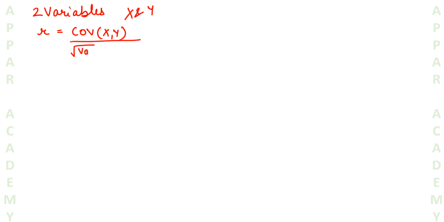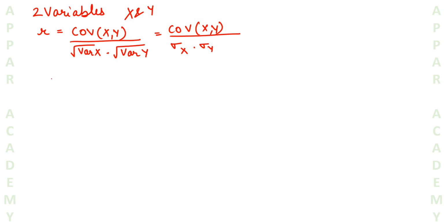So let's consider two variables, x and y. Now we know the correlation coefficient, which is represented by R, is equal to covariance of xy upon square root of variance of x into square root of variance of y. Or we can also say it as covariance between x and y upon standard deviation of x into standard deviation of y. Right? This we have already seen in the previous video.